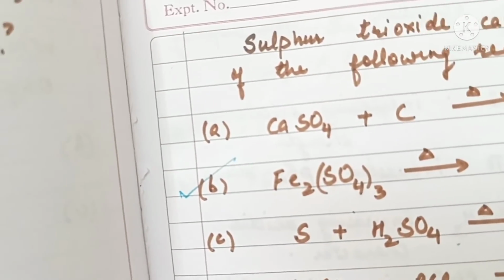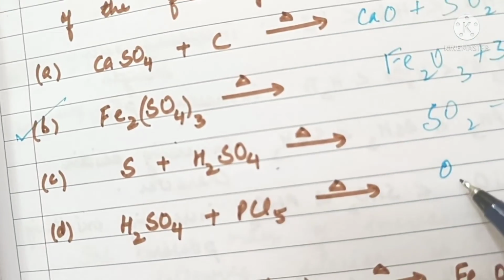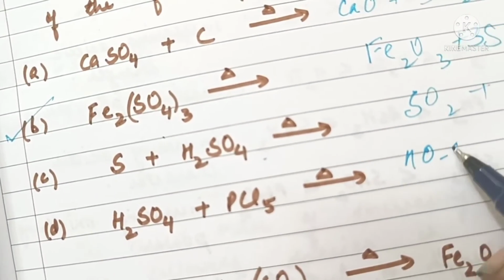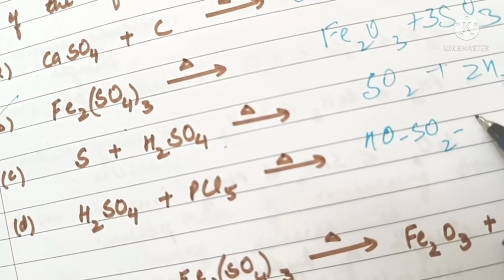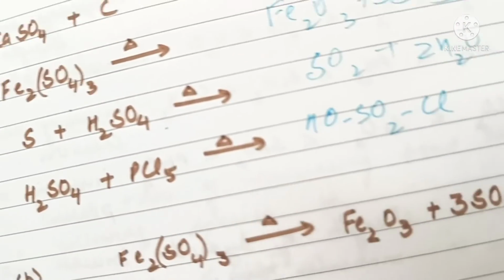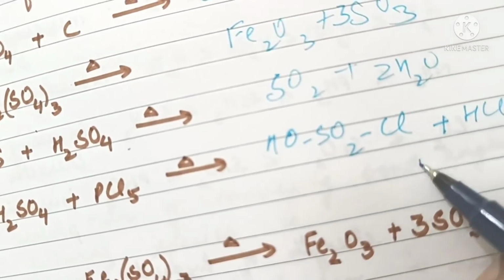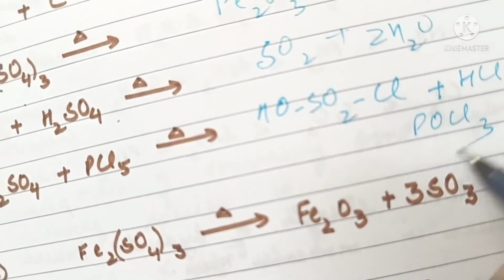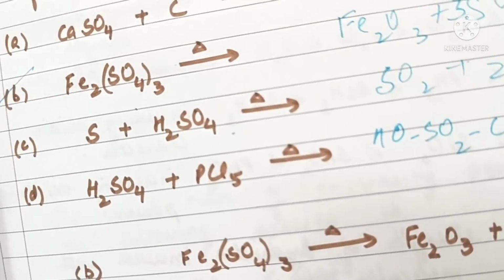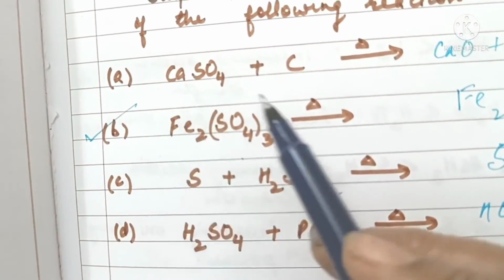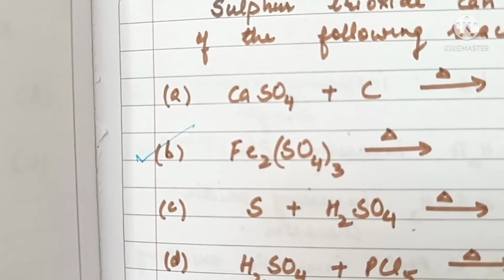Sulfuric acid plus PCl5 will give first monochlorinated and then dichlorinated product along with HCl and POCl3. So option B is the correct answer.